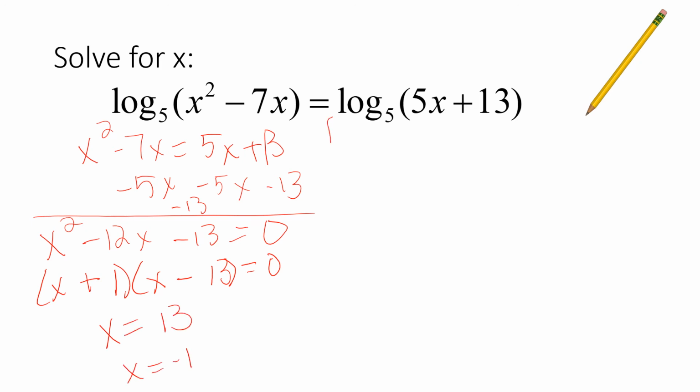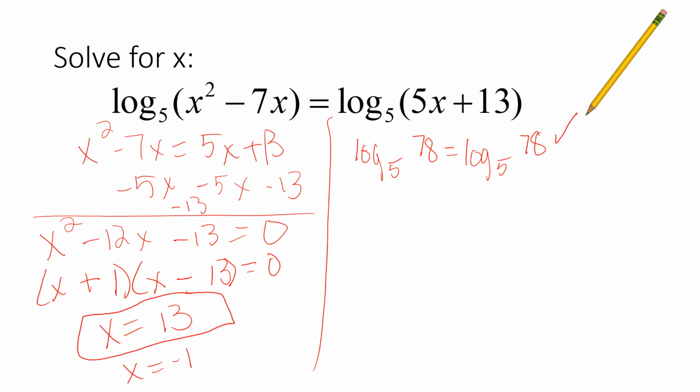But now we have to check for extraneous solutions. So let's check that out. If we plug in 13, we get log base 5 of 13 squared minus 7x, which is 78 if I plug that into my calculator. And then I get log base 5 of 5 times 13 plus 13 is also 78, so that one checks. So x is equal to 13. Now let's check negative 1.